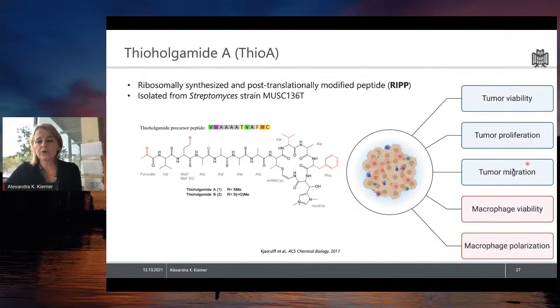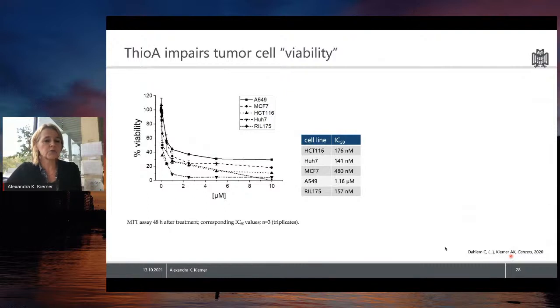And so we first looked into the actions of this compound on tumor cells, but obviously also then on macrophages. When we did a typical cell viability assay, an MTT assay, and treated five different cancer cell lines for 48 hours, we saw that the compound could reduce the viability of all these cells. This assay had been used earlier, and so it was said, oh, this is a cytotoxic compound, this is why it's an anti-tumor compound.